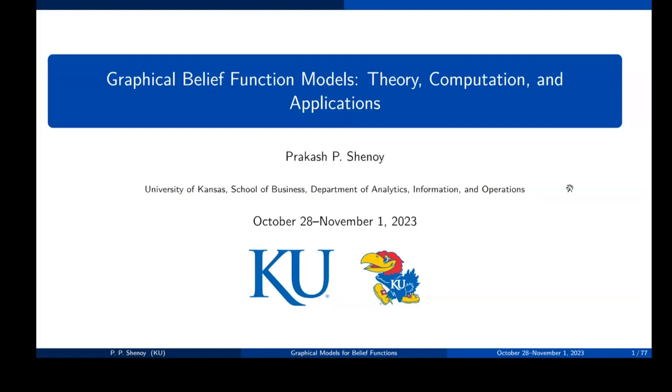The topic today is using belief function theory in practice on graphical belief function models. We build very large models with many variables. In practice, people say Dempster-Shafer is intractable, that you can't do large models. This is not true. You can solve models as large as you want. So I'll talk about computation and applications. That's the goal today.